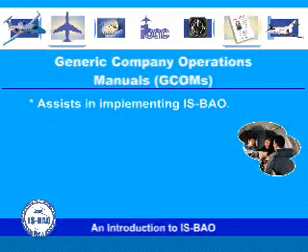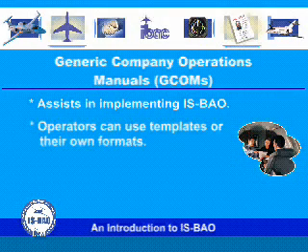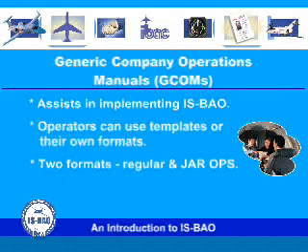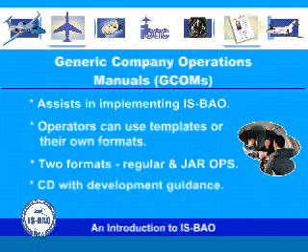Operators can use the generic company operations manuals as the basis for development of their operations manual or to upgrade their current manual. The generic company operations manuals are available in the format generally used in North America and in the European JAR Ops format. ISBAO subscribers receive a hard copy in the format of their choice and electronic copies on the ISBAO CD. Guidance for development of a company operations manual is also provided.